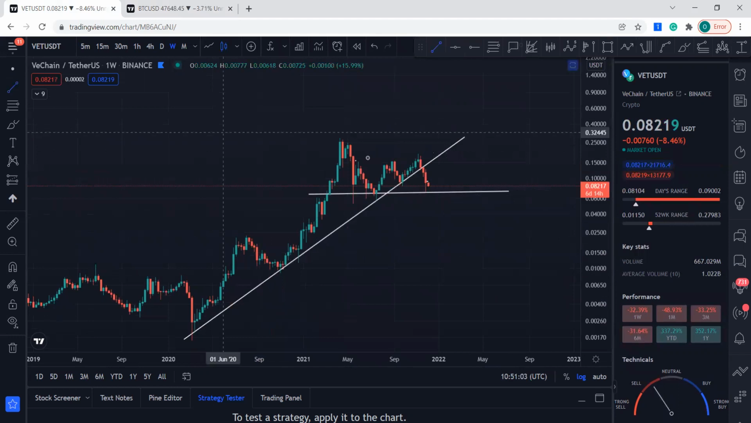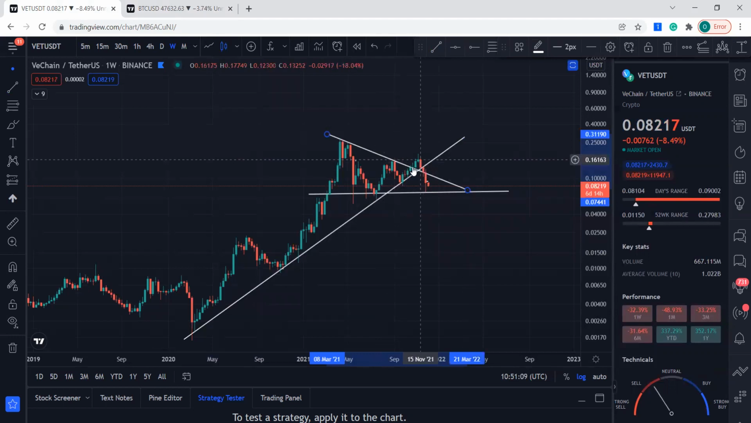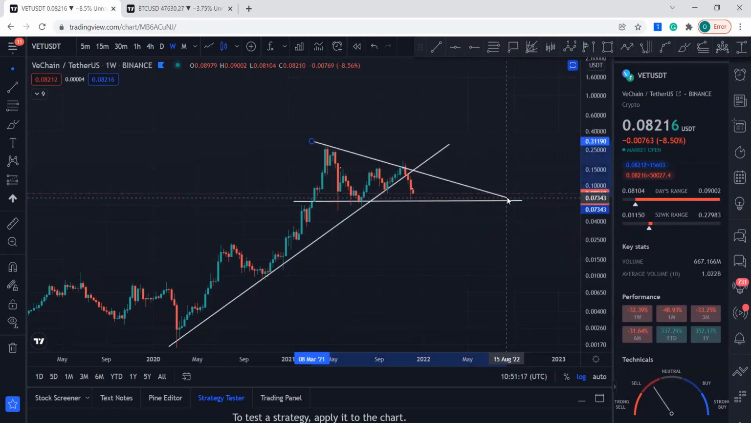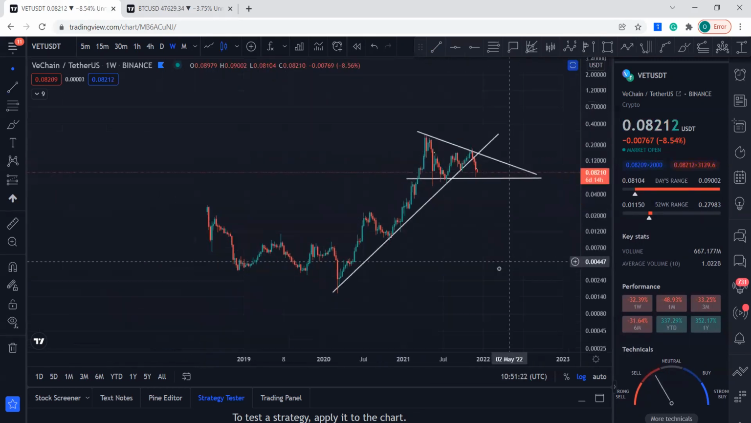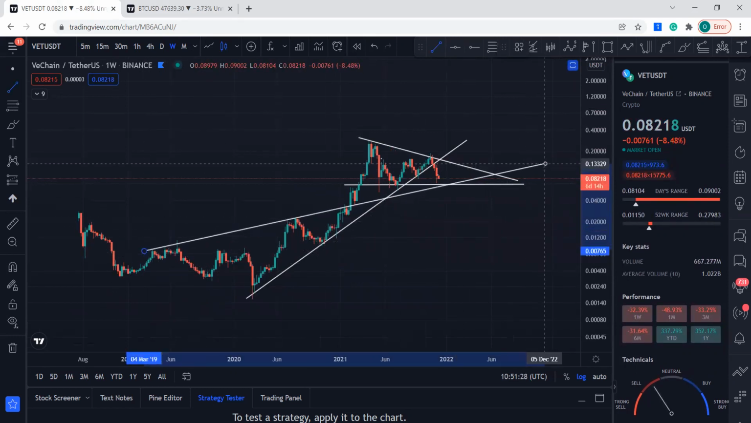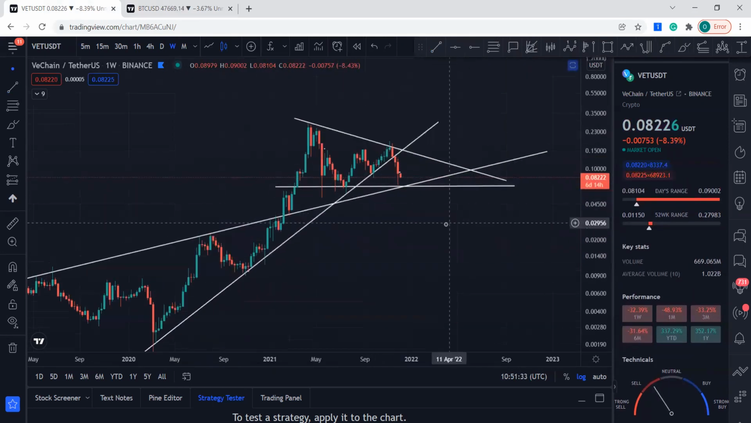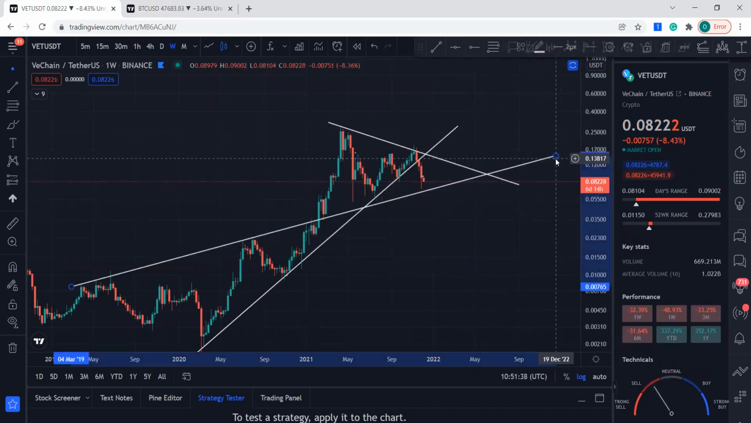Then it created this pattern. It broke out of it, but then it came back in. So we can just move this right over there. We can also look at this as, it's creating like an ascending triangle. But now if you bring this line over here, now we have this support line that's coming for VeChain. And if we take this off, we can see it can create something like a symmetrical triangle.